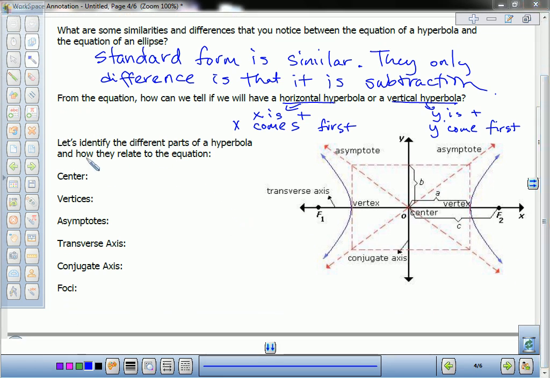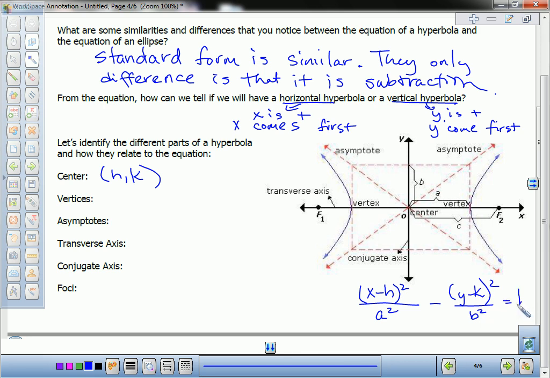We're going to identify the parts in the formula and how they relate to the equation. The center is still going to be (h, k). So this one's opening left and right. It would be this standard form. Once again, this A and B is going to flip-flop depending on what's what. You don't really need to know A and B. You need to know this is the horizontal move squared. This is your vertical move squared.